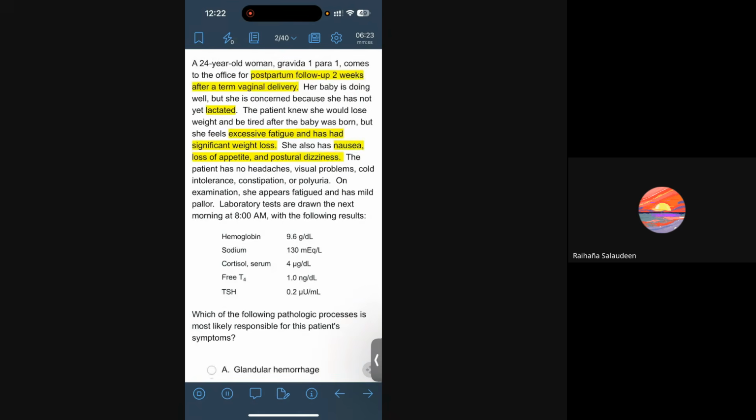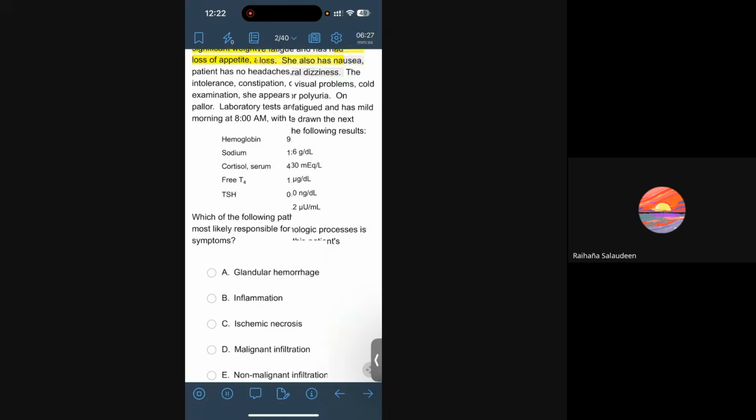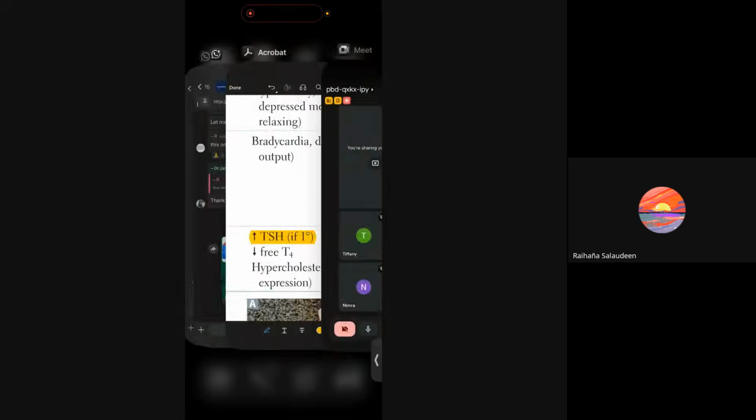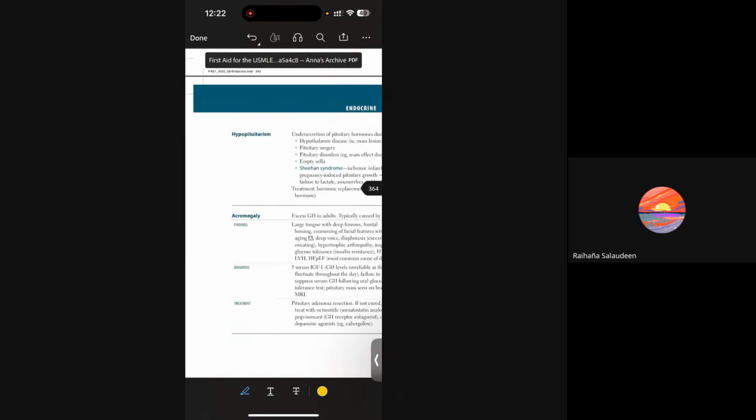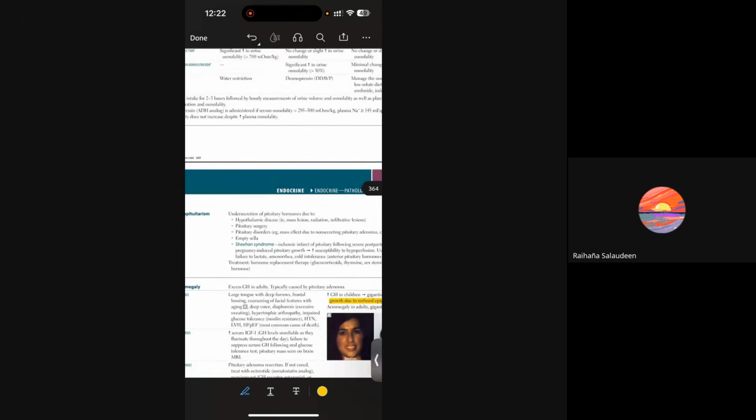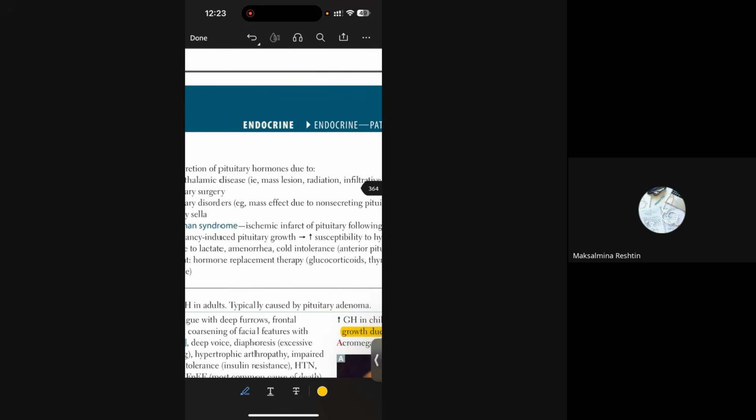The patient was a postpartum patient. In this question, the only link with the patient's scenario is that she is postpartum, and all of these symptoms developed after the delivery of the baby. We know one case in which the patient develops hypopituitarism after delivery: Sheehan syndrome. What happens in Sheehan syndrome?